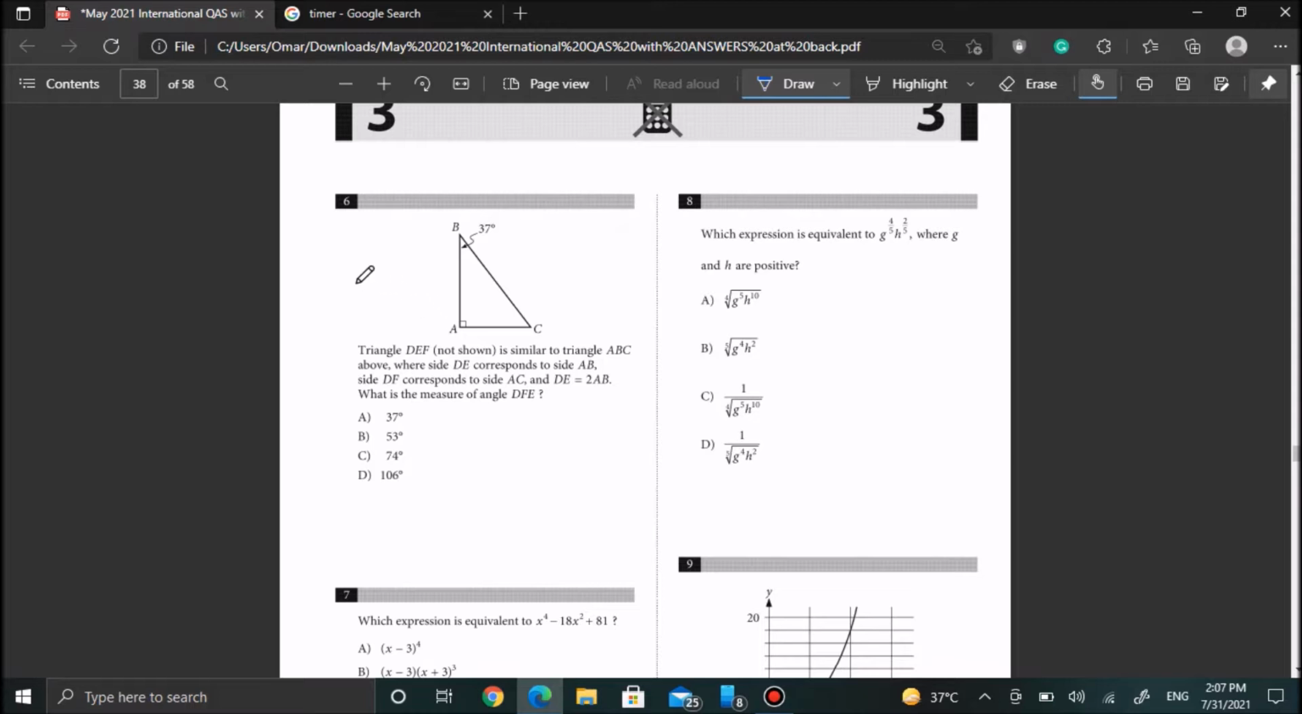Okay, so basically, as you can see, DE is corresponding to AB, so we can just write these letters here, just so that we can know the corresponding vertices. That's the main key of this question. You do not have to draw the other triangle. And then here, this is an F. It's telling you what is the measure of angle DFE, so it's basically this angle. Remember, similar triangles have congruent angles.